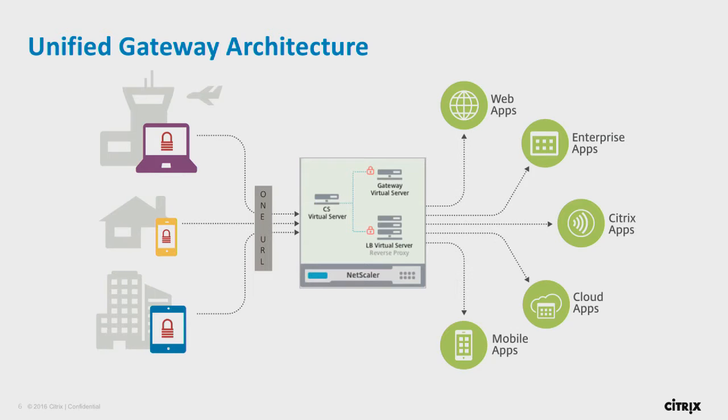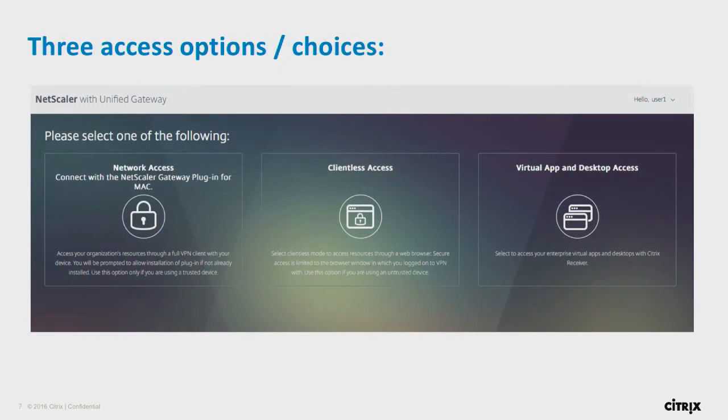So once the user logs in, what does the user get? Well, depending on configuration, if you don't do any configuration, the user is going to get 3 options. Those are the 3 options we're going to be talking about throughout the rest of this session: do I get a full VPN? Do I get a clientless access VPN? Or do I get virtual applications and desktops? So let's dig into those a little bit more.